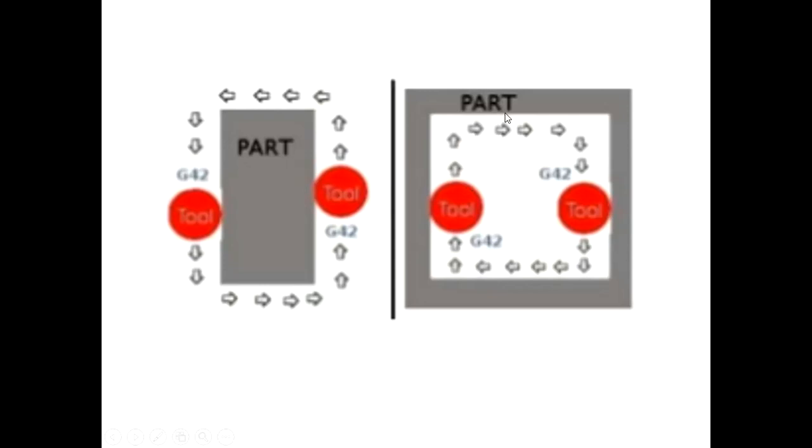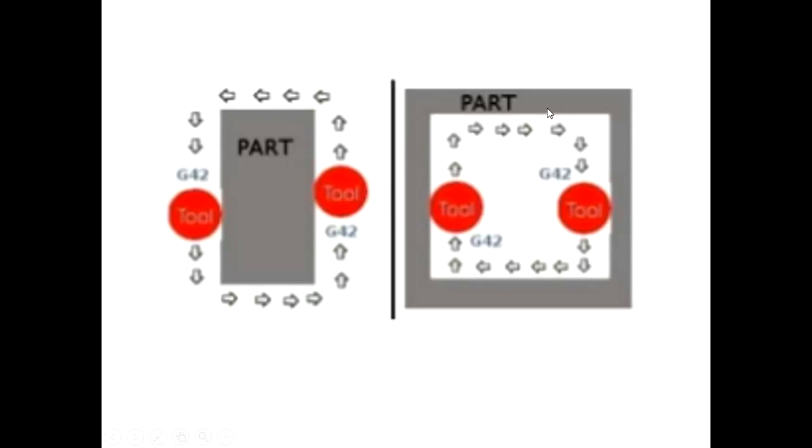Again, the direction is reversed for internal milling. This is the program surface. The diameter of the cutter is compensated to the right-hand side of the program surface. The cutter diameter is to be compensated to the right-hand side.